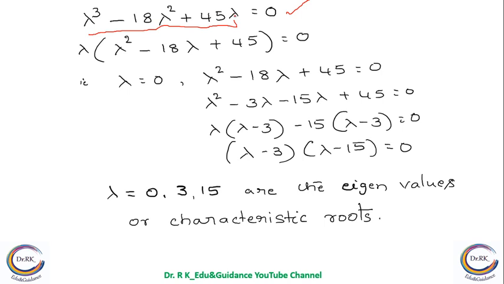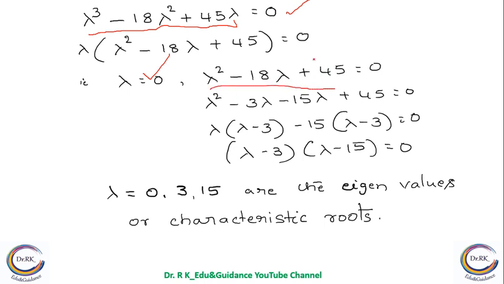So now the next step is we have to find the roots of this equation. Here in this case, very simple. If you take lambda common, then lambda square minus 18 lambda plus 45 equal to 0. So lambda equal to 0 is one root. Then lambda square minus 18 lambda plus 45, we have to factorize this.